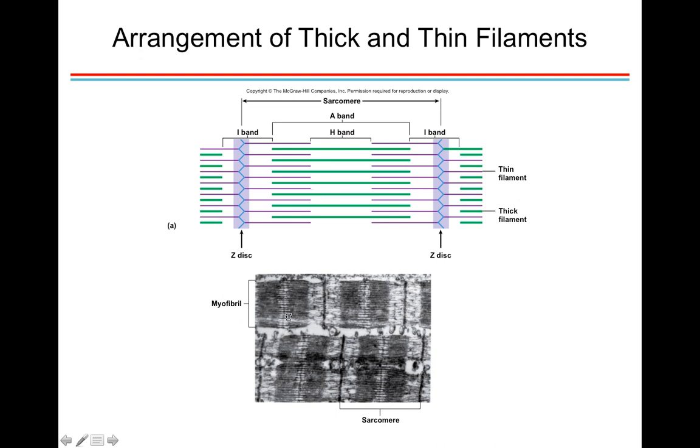And if we look at this electron micrograph, we can see that the A band is very dark. The H band is very clear, and the I bands are very clear. It's the A bands that are very thick when you look under the electron micrograph, because you have all those overlapping cytoskeletal factors.